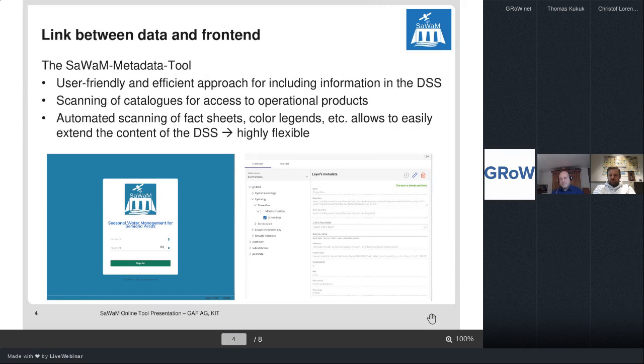To get the link between the THREDDS server, between the data and our SaWaM online tool, there is a metadata tool behind it. Here you can register and identify the data sets which are available. All the necessary metadata is collected here. It could be easily incorporated in the system, and then this SaWaM tool is scanning the data catalog on the THREDDS server and then it's automatically collecting this data and providing it if you release it on our side in the SaWaM tool.